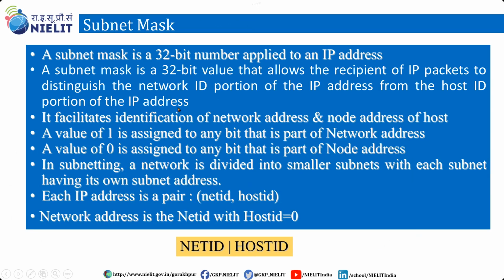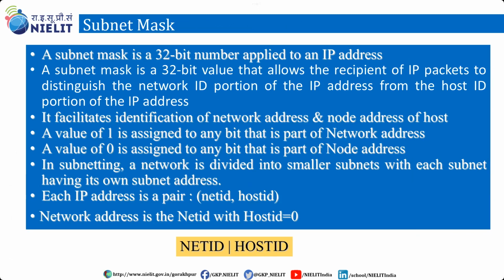So it facilitates identification of network address and node address of the host. A value of 1 is assigned to any bit that is a part of network address. तो सबनेट मास्क में जो भी वैल्यू 1 होती है, 255 का मतलब हो गया 11111. So this value indicates network portion, और जहां पे 0 होता है सबनेट मास्क में वो portion indicate करता है host portion. As a human being, it is very easy to check which portion is host portion and which portion is network portion.